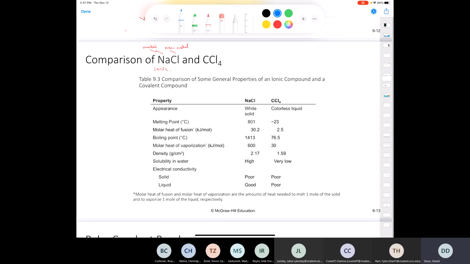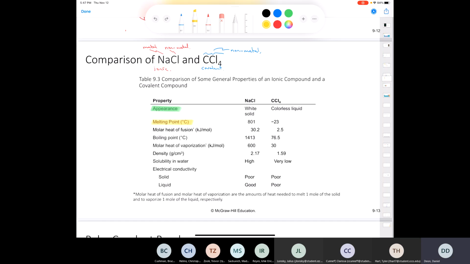And carbon tetrachloride is a covalent compound, meaning that it's only held together by covalent bonds because everything in here is a nonmetal. Carbon is not a metal and chlorine is not a metal. If you look at their appearances, the sodium chloride is ionic. It's a white solid. It's held together by those strong electrostatic forces between the cation and the anion, whereas carbon tetrachloride is a liquid. If you look at their melting points, you also see a big difference. Sodium chloride doesn't melt till 800 degrees Celsius, whereas carbon tetrachloride is a liquid at room temperature. It melts at minus 23.